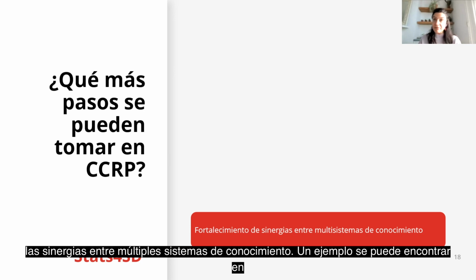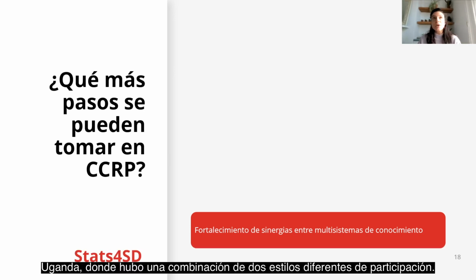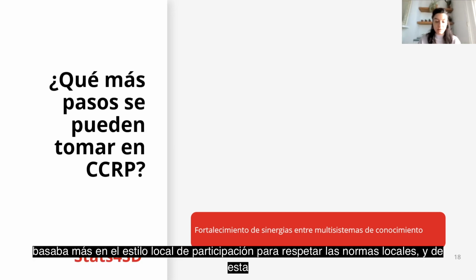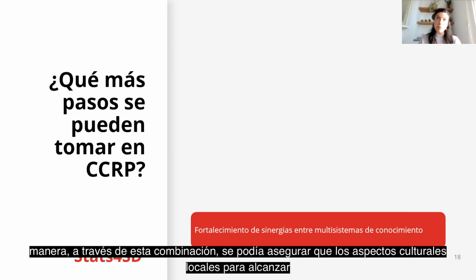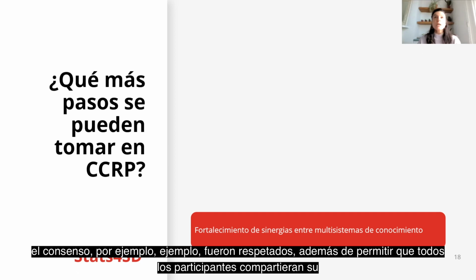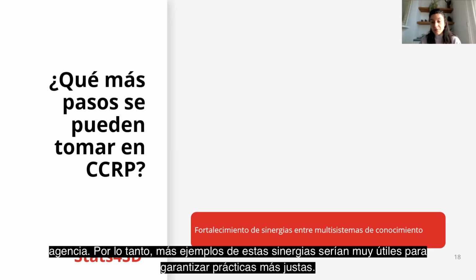An example can be found in Uganda, where there was a combination of two different styles of participation. One was more like a Western democratic approach, and the other one was more based on the local style of participation in order to respect local norms. And in this way, through this combination, one could both ensure that local cultural aspects of reaching consensus, for example, were respected, as well as allowing all participants to share their agency. So, more examples of these synergies would be very helpful to ensure more just practices.